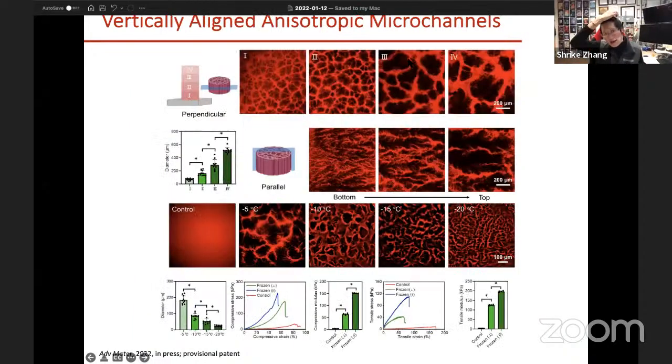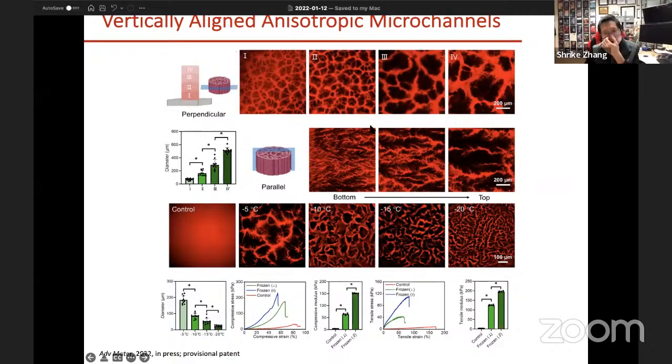So then we looked at how this affects the structure. If you look at cross sections, close to the bottom layer you have smaller pores, and as you move towards the upper layer, you have larger pores created. And if you look at the longitudinal cross-sectional views, you can see how the channels are lined along the vertical direction of the microfiber that you extrude.